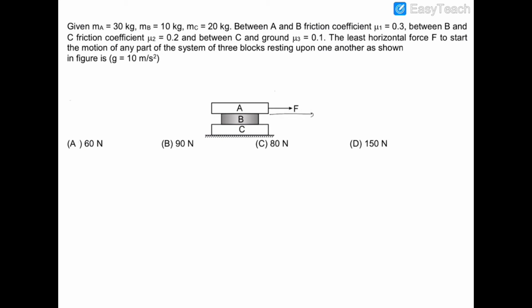For this surface, I am writing F1 max. So it would be this 30 kg mass MA into G into mu1. Mu1 is 0.3. So it is 90 newtons. You can calculate it. For this surface, F2 max is equal to the sum of masses A and B, which is 40 kg, and the coefficient of friction is 0.2. So 40 into 0.2 into 10. So it is in fact 80 Newton.